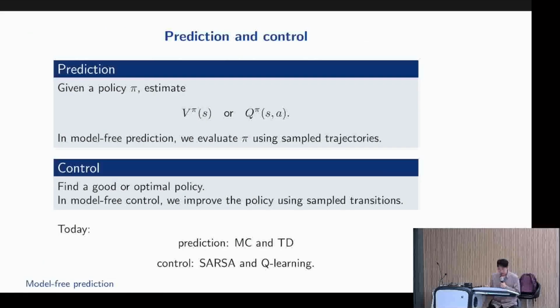Okay, so we talked about this before. There's prediction and control. In prediction, you're given a policy, and you're supposed to evaluate or estimate the value associated with that policy. So if I follow this policy at some state S, what is the expected return? And control is how do you find a good or optimal policy? We talked about value and policy iteration in the previous lecture.